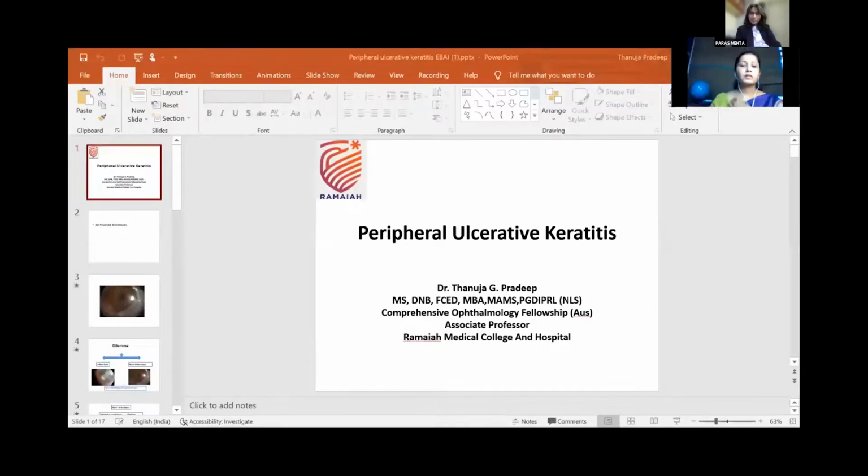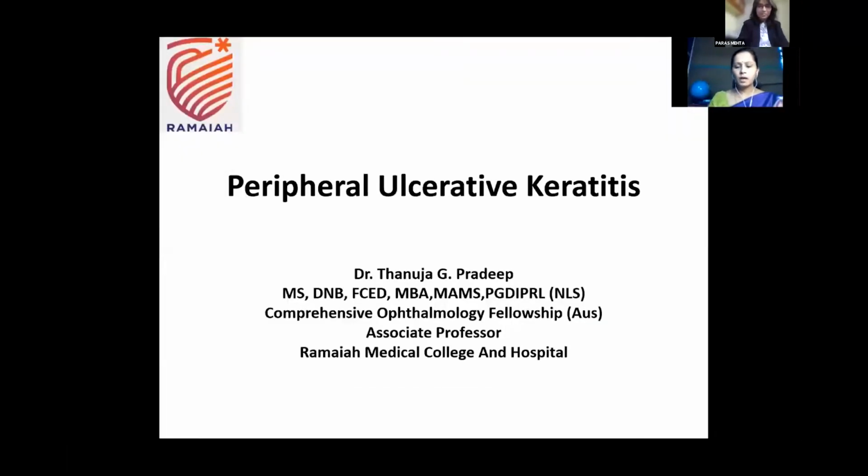So my topic is peripheral ulcerative keratitis, and peripheral ulcerative keratitis is an ulcer in the peripheral cornea. So why are we worried about it? What is the uniqueness of peripheral ulcerative keratitis? Most often than not, it is a non-infectious keratitis, usually associated with autoimmune diseases and collagen vascular disease. So it requires extensive workup and systemic management.